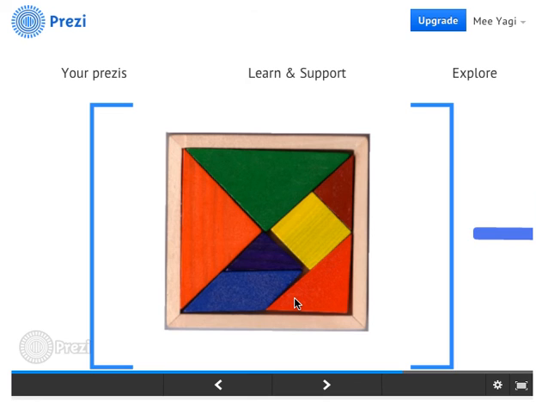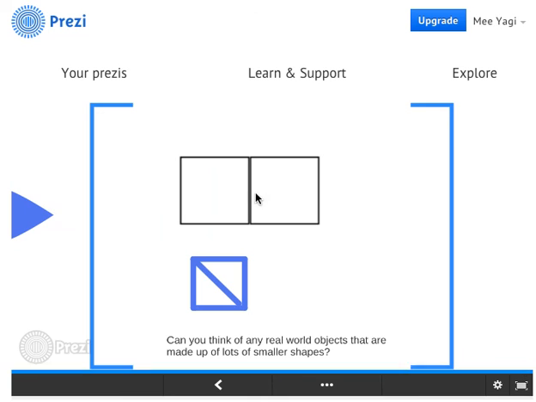Remember, think about the attributes of the shapes that you are creating. How do you know that when you combine 2 squares, you're making a rectangle? Or when you combine 2 right triangles, how do you know you're making a square? Can you think of any real-world objects that are made out of lots of smaller shapes? Let's see if you can identify composite shapes on your own.